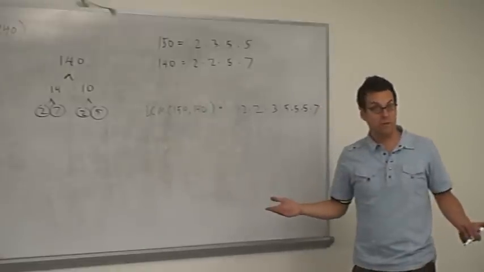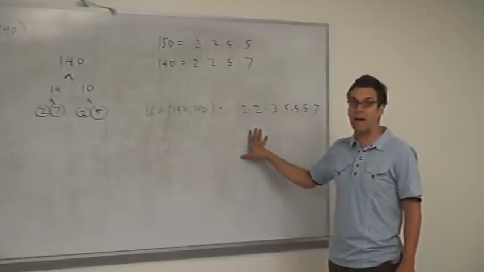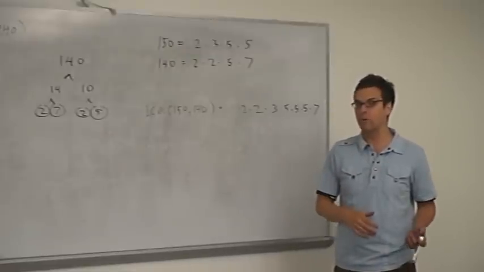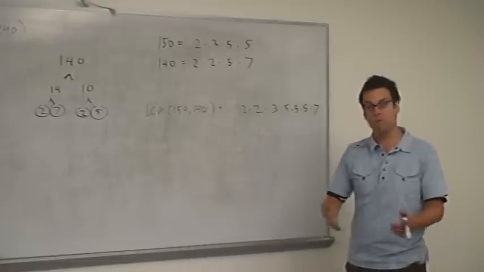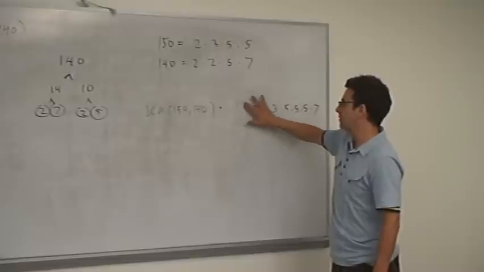I can keep doing this, right? I can ask myself, is this the least common multiple? And if I can do what I just did, erase primes and still get a common multiple, this will not, again, be a least common multiple. So let's see what would happen if I were to do that. Let's keep going with our 2's. Can I erase another 2?